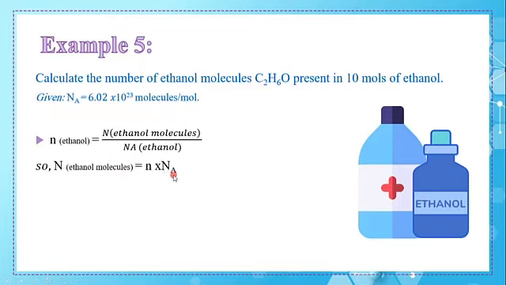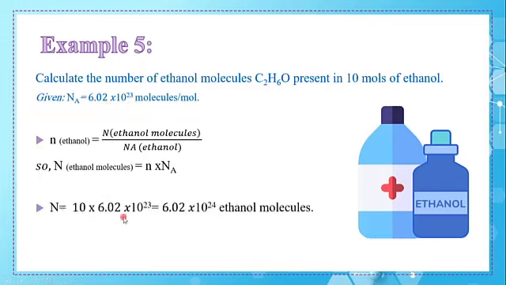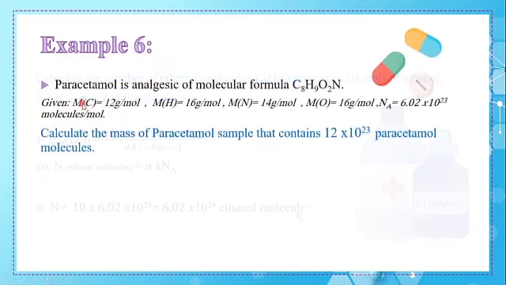Substitute the numbers. Number of ethanol molecules is equal to 10 moles multiplied by Avogadro's constant, which is 6.02 times 10 to the power 23. The answer is 6.02 times 10 to the power 24 ethanol molecules. Another example, paracetamol is analgesic of molecular formula C8H9O2N. Given the molar mass of carbon, hydrogen, nitrogen, and oxygen, as well as Avogadro's constant.